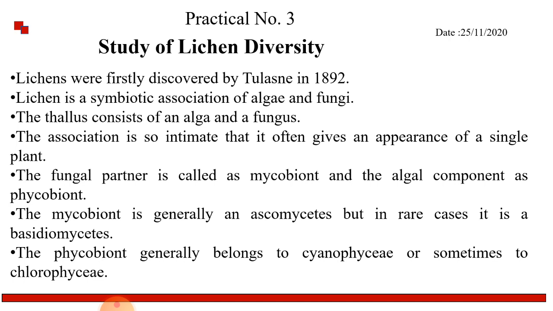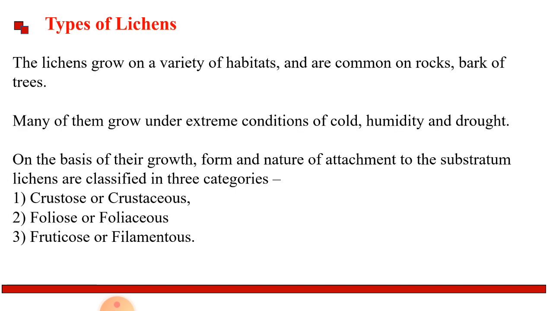In the association, the fungal partner is called the mycobiont and the algal partner is known as the phycobiont. The mycobiont is generally from the class Ascomycetes, and the algal member belongs to Cyanophyceae or sometimes to Chlorophyceae. Types of lichens. Lichens grow on a variety of habitats and are common on rocks and bark of trees. Many of them grow under extreme conditions of cold, humidity, and drought.